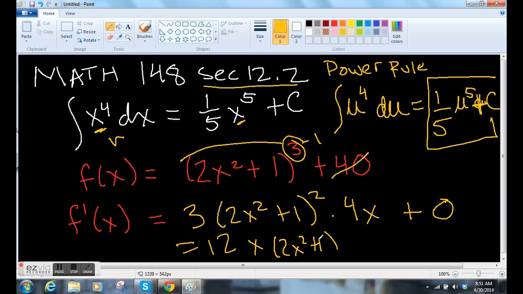Okay, well suppose I had the integral. Oh, I'm running out of space. I'll just do it here. Suppose I took this integral, blue, integral of 12x times 2x squared plus 1. That's squared, sorry. Squared.